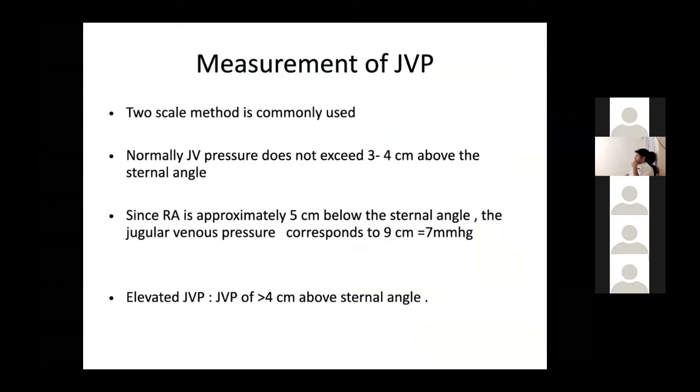Now, as I already told, there are two scales you should use. If you are using mm of Hg, you should use 7 mm of Hg or more is raised JVP. If you are using centimeter of water, any JVP which is more than 4 centimeter above the sternal angle, it is raised. So these 2 points you should remember, but don't confuse. Always try to remember one of these things.